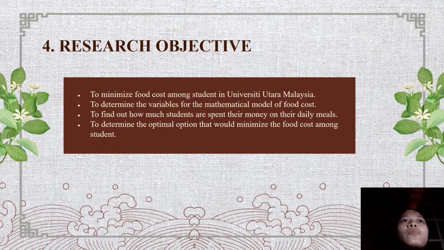Research objectives. First, to minimize food cost among students in Universiti Utara Malaysia. Second, to determine the variables for the mathematical model of food cost. Third, to find out how much students spend their money on their daily meals. Last but not least, to determine the more optimal option that would minimize the food cost among students.